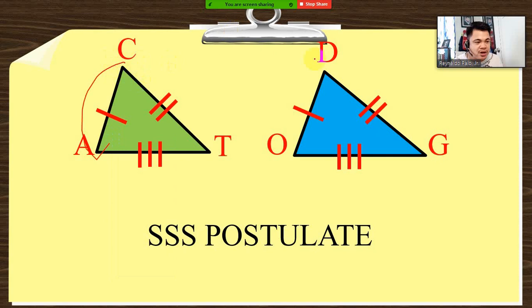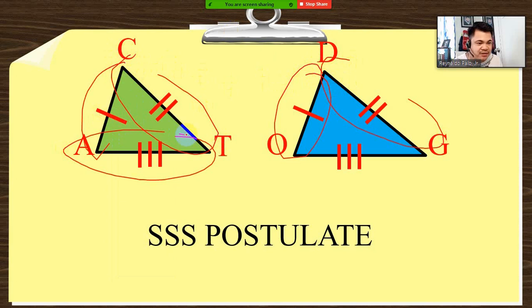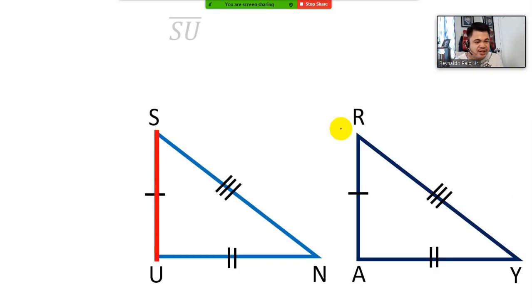Segment AC is congruent to segment OD. Segment CT is congruent to segment DG, and lastly, segment AT is congruent to segment OG. Alright? So that's why triangle ACT and triangle ODG are congruent because of the SSS postulate. So we can say that the two triangles are congruent because of this postulate.